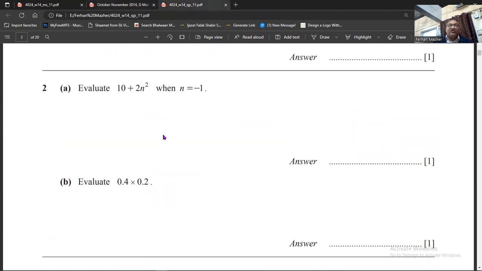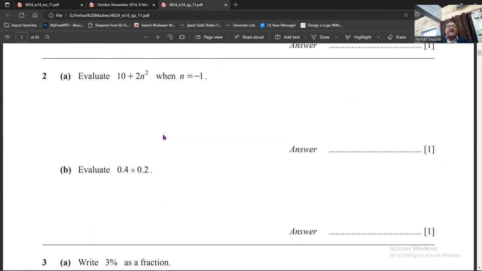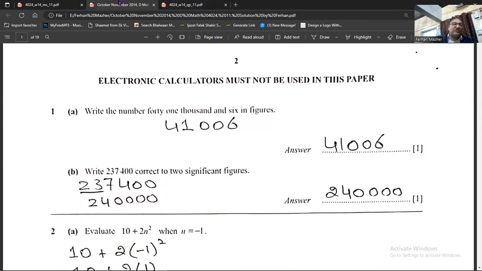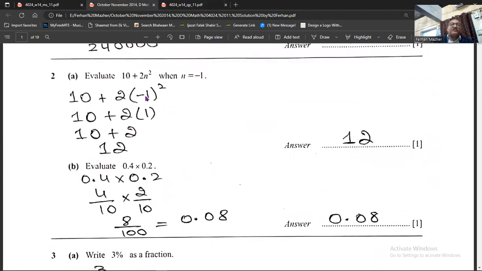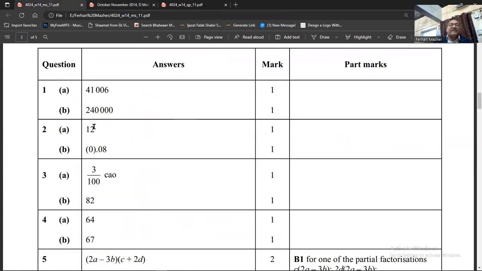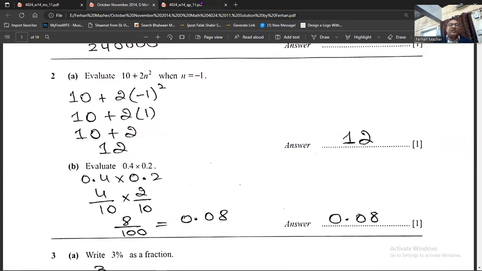Okay. Now question number 2, he says evaluate 10 plus 2 raised to 2n square, where n is equals to -1. A part, question number 2. So 10 plus 2 bracket start minus 1 bracket close whole square. So -1 whole square, that will be +1. So 10 plus 2 into 1, 2 into 1 will be 2. So 10 plus 2 will be 12. So 12 is the answer.